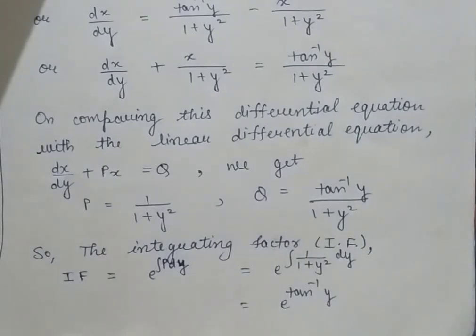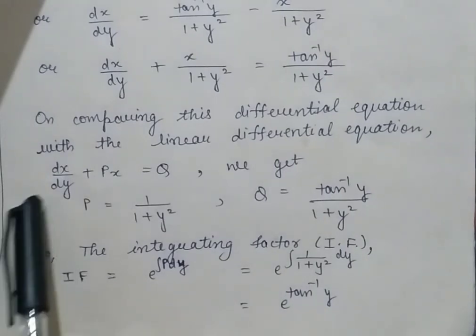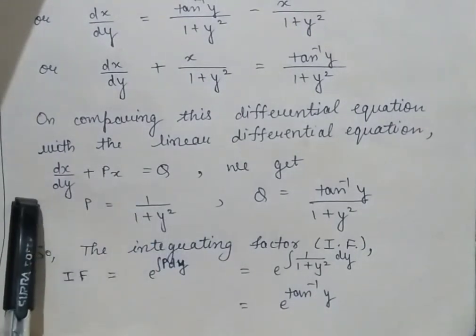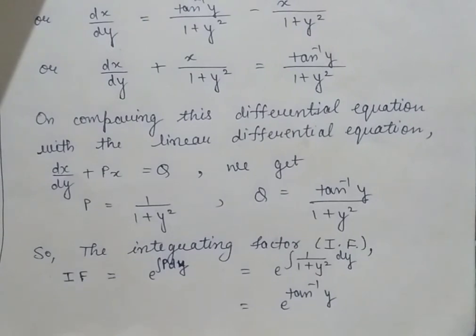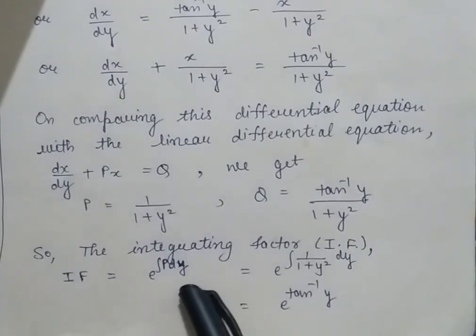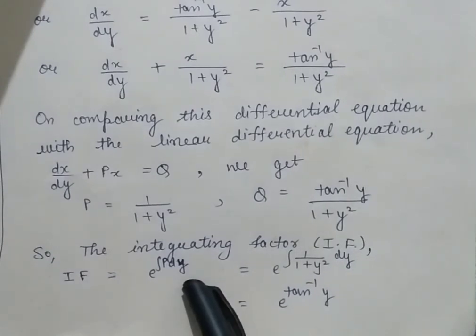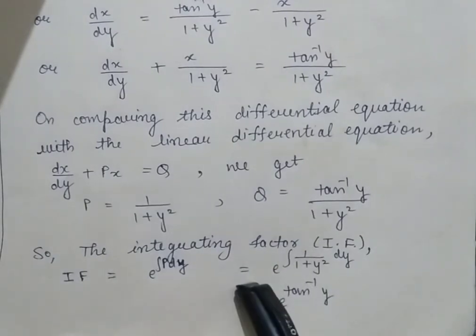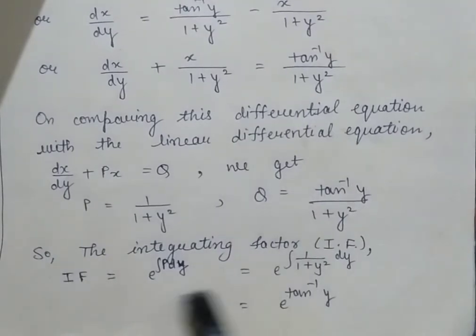So our first step for finding the solution of the differential equation is to find the integrating factor. If we have dx by dy plus px equal to q, then the integrating factor is e raised to the power integral p dy. Always remember, here we will have p. This is equal to e raised to integral p.